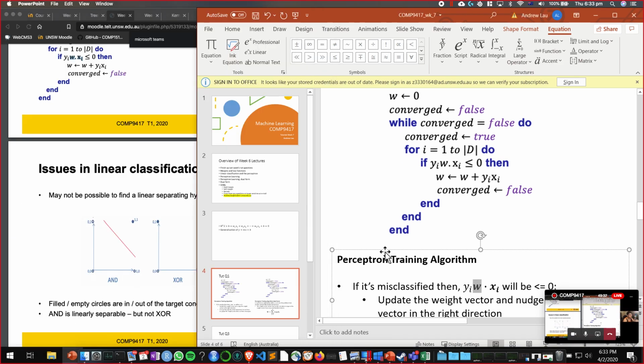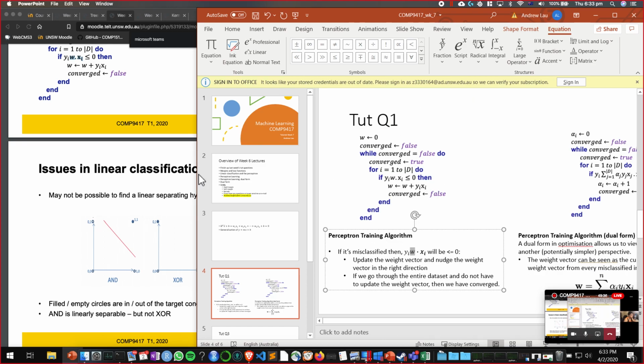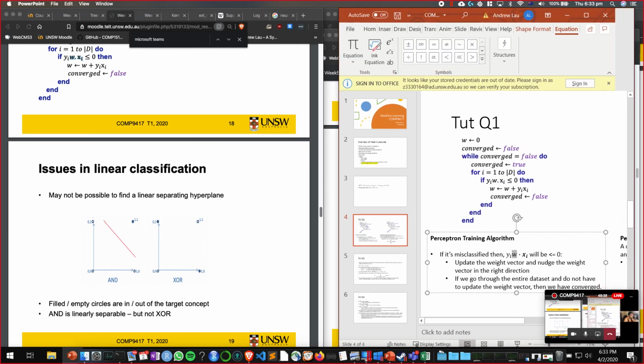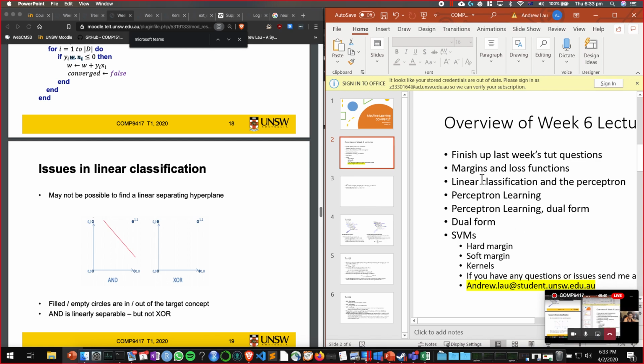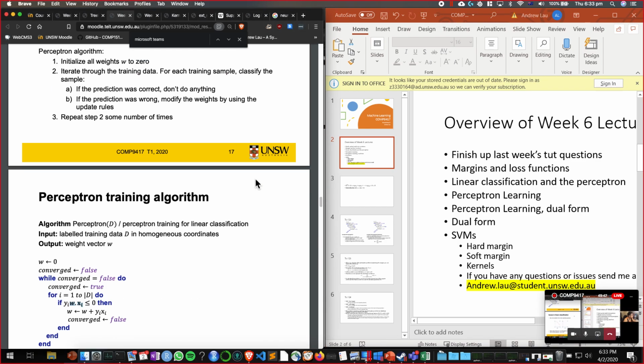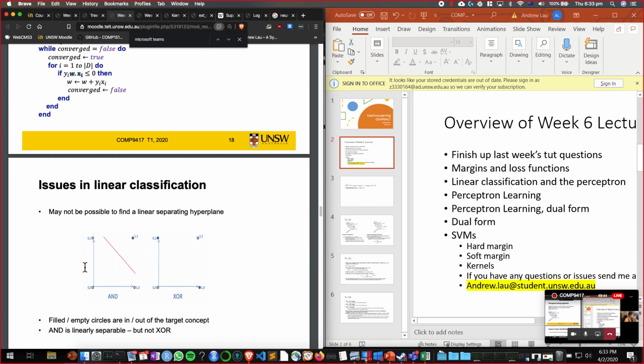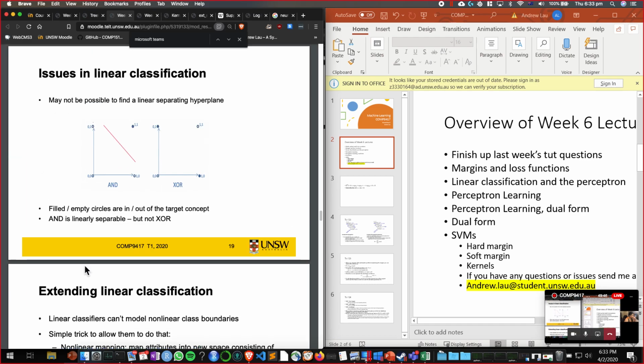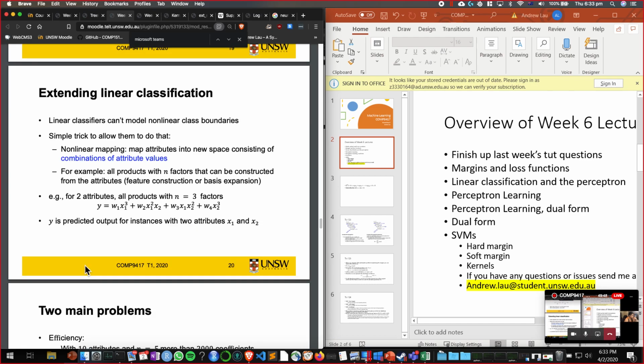Okay, so that's this algorithm here. I should probably speed up a little bit. I'm going a bit too slowly as usual. Okay, so that's that algorithm. Some problems with it. Blah blah blah.